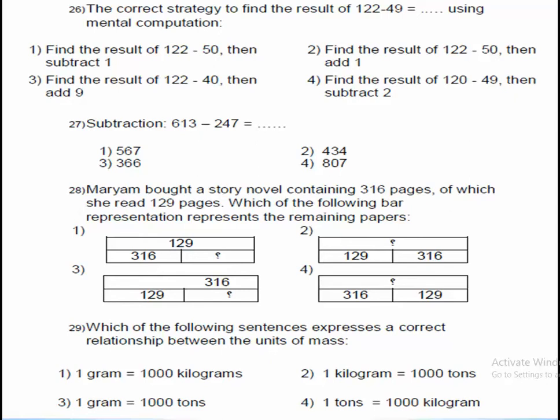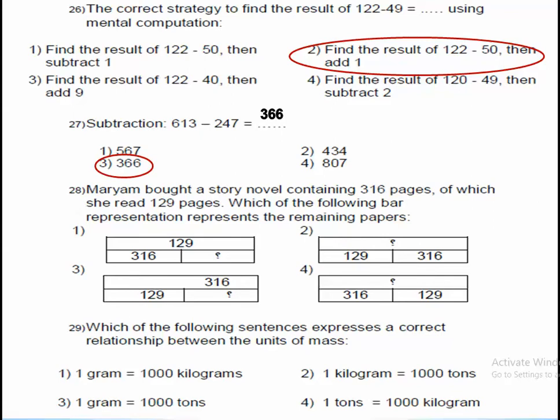Find the result of 122 minus 40, then add 9. Not reasonable. Okay, find the result of 122 minus 50, then add 1. This is the right answer. Subtraction 613 minus 247. It will be 366.